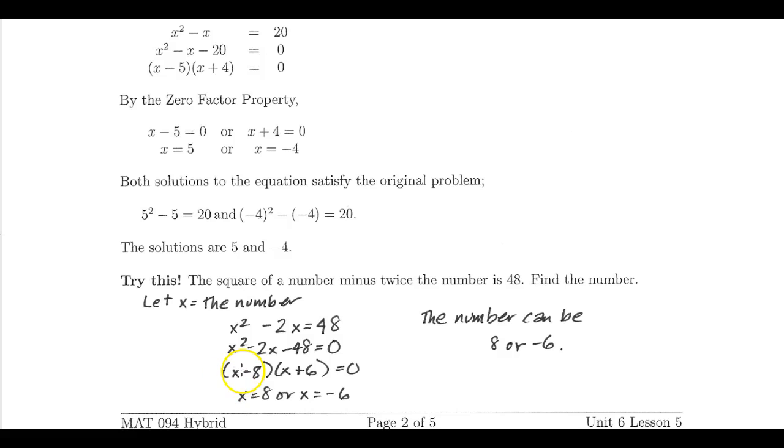So if x minus 8 is 0, then x would equal 8. And if x plus 6 is 0, then x would be negative 6. So the numbers can be 8 or negative 6 in this case.